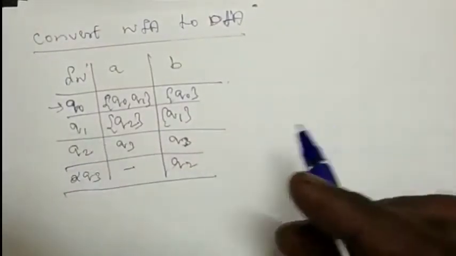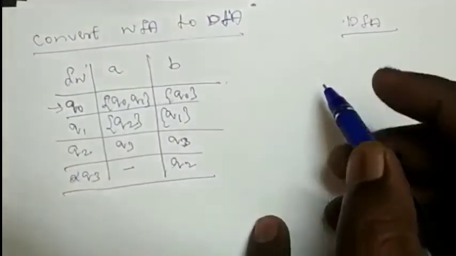As per the tabular form we can see that Q0 is called the initial state and Q3 is called the final state. Now I just make a parallel tabular form. This is the NFA tabular form, and we will try to make a DFA format here. So I just make a DFA tabular form.